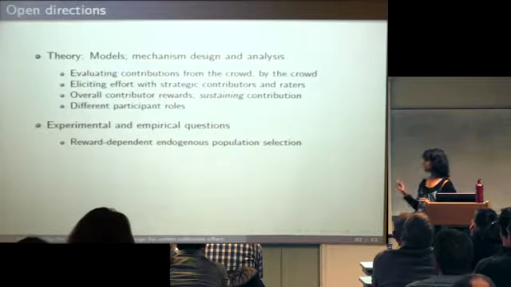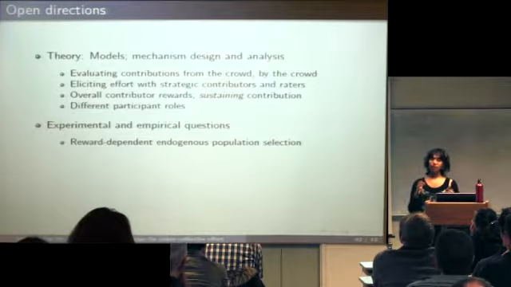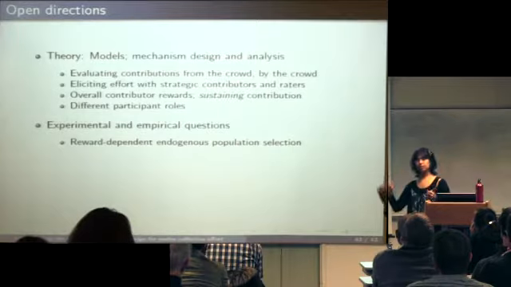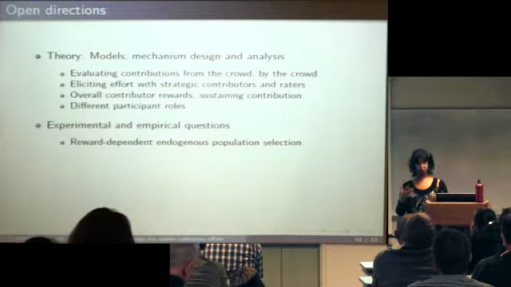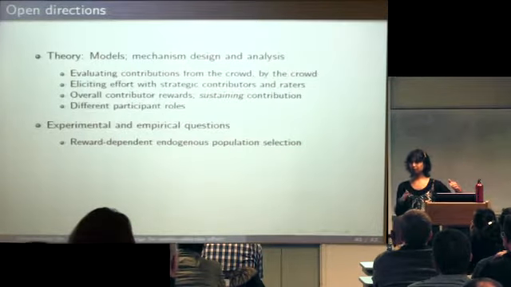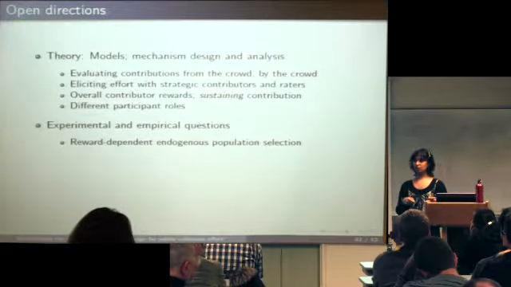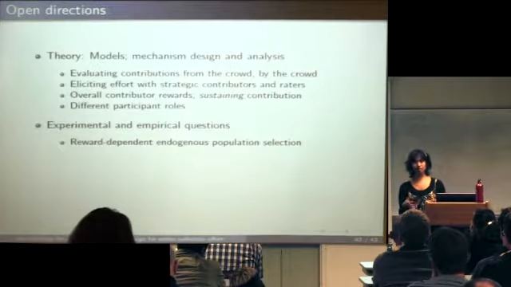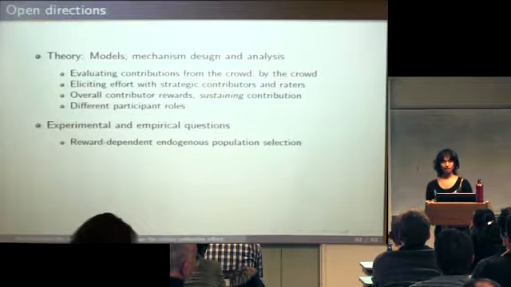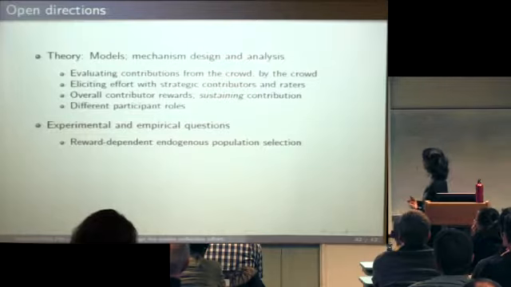And there's a ton of open directions in this general area. So first of all, of course, there's the theory aspect, which is models and mechanism design and analysis for a bunch of very curious questions, especially about how do you evaluate contributions from the crowd by the crowd. When you have a ton of contributions, you can't get a neutral expert to judge them. You have to get the crowd to judge them. But the crowd also has its own incentives because it's trying to compete as well and win. So you have this very interesting kind of evaluation problem. How do you elicit effort when there is this kind of strategic contribution trading? Not just the voting problem, but how do you also elicit effort in this kind of setting?